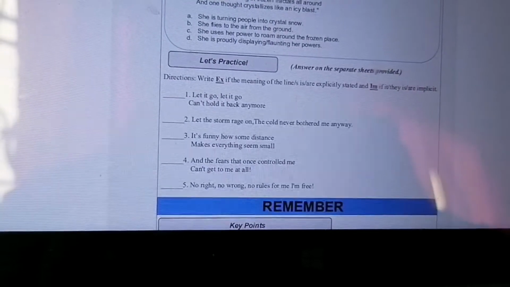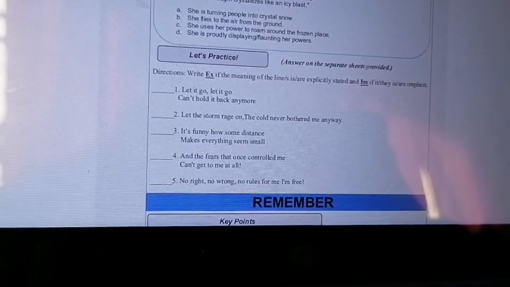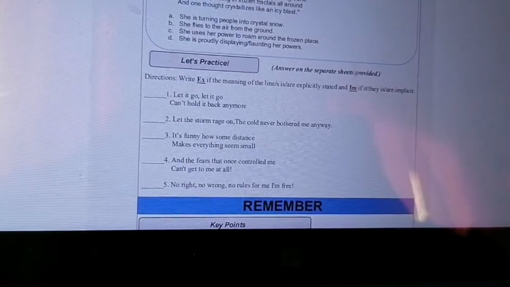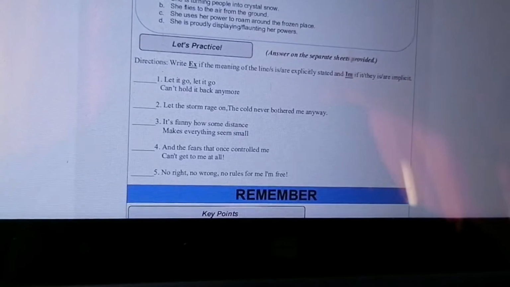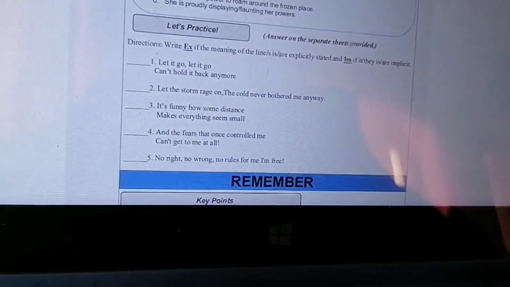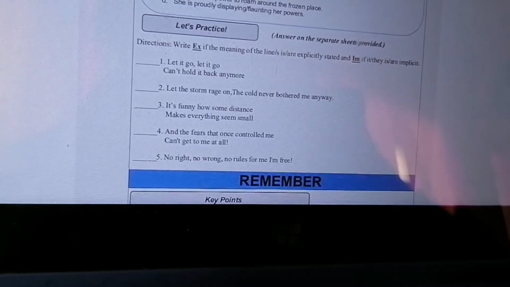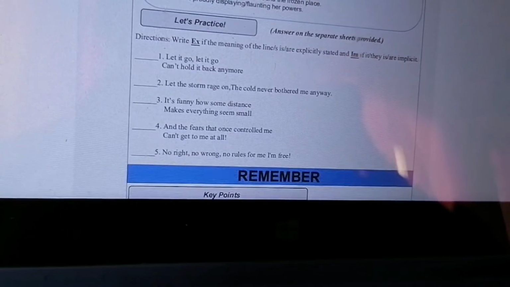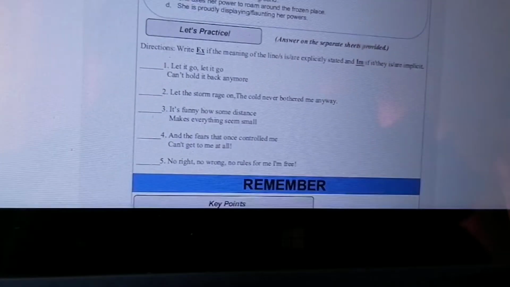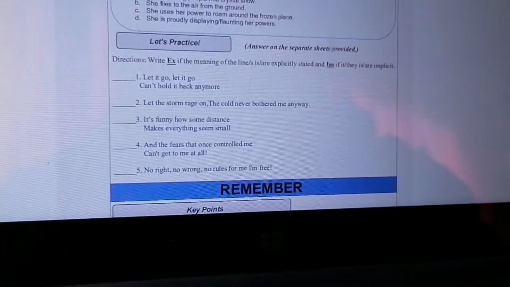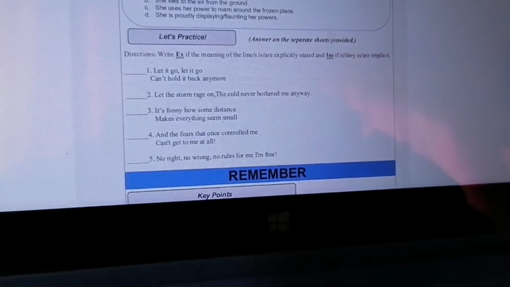Write the word X, EX, if the meaning of the lines are explicitly stated, and IM if they are implicit. Okay? So that is only 1 of 5 items. "Let it go, can't hold it back anymore." What do you think? Is it an X or an IM? So write only the X or the IM on your test or on your answer sheets.